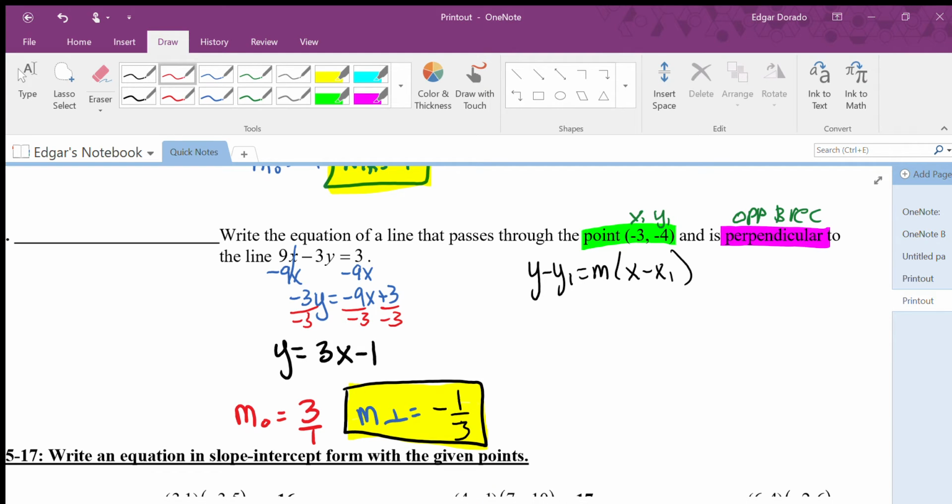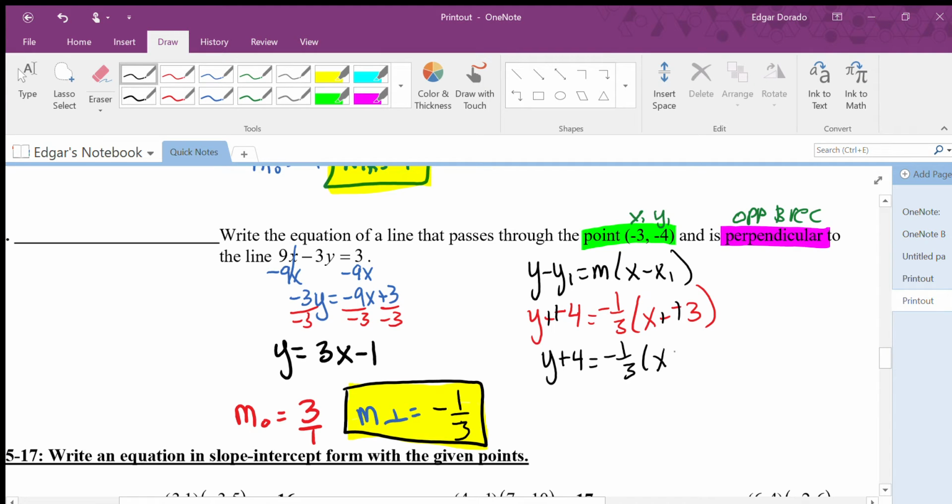If I plug it all in, I get y minus a negative 4 equals negative 1/3 times x minus a negative 3. These all turn into positives. Let me change those. These are all positive, so I'll rewrite it. It's y plus 4 equals negative 1/3 times x plus 3. If I distribute now, I'm going to get y plus 4 equals negative 1/3 x, and negative 1/3 times 3 is a negative 1.